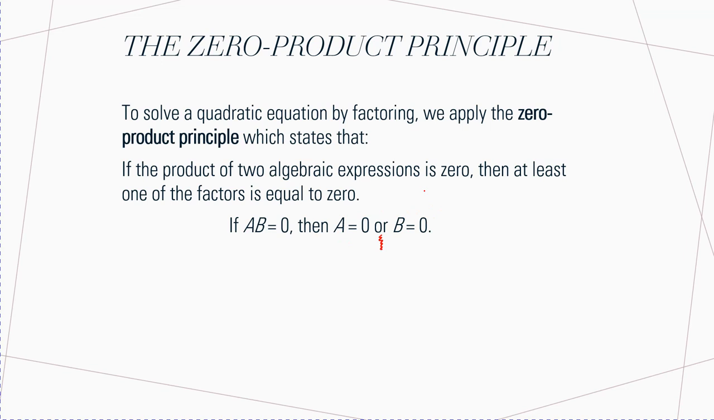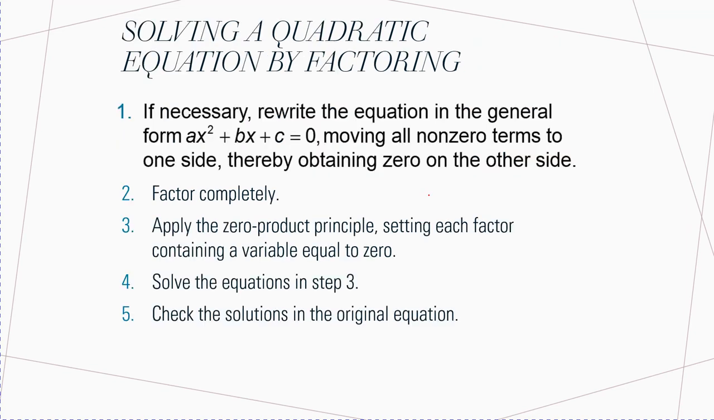What I'm going to show you now is how you can apply this zero product principle to solve equations by factoring. If necessary, the first thing you're going to do is rewrite the equation in the general form ax squared plus bx plus c. You move all non-zero terms to one side, so you want the right-hand side of the equation to be equal to 0. Step 2, you're going to factor completely. When you factor, you take a polynomial and break it down into the product of simpler terms, and so we're going to factor completely.